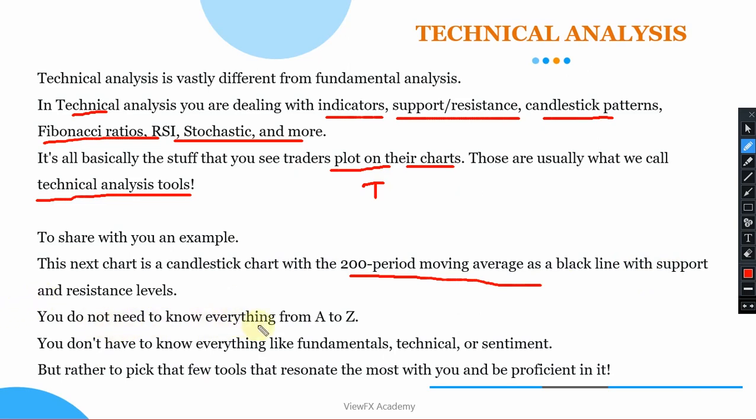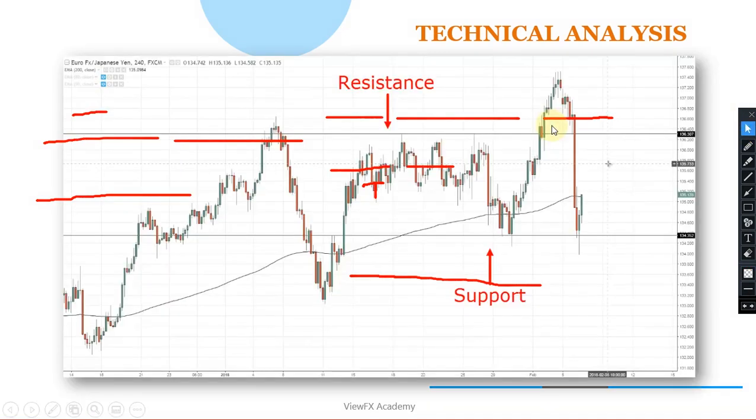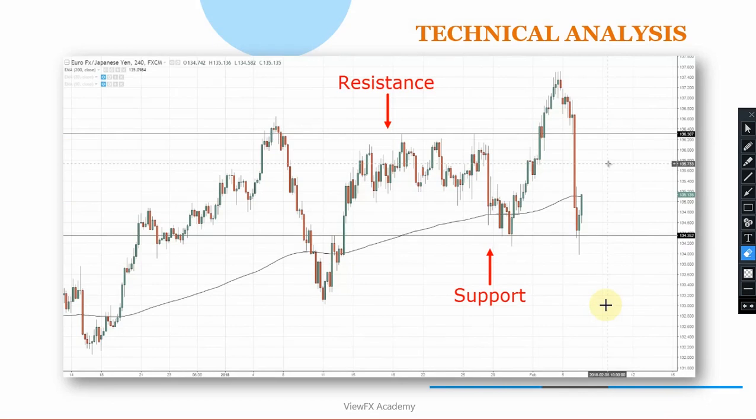You don't need to know everything from A to Z. You don't have to know everything like fundamental, technical, or sentimental, but rather pick that few tools that resonate the most with you and be profitable from it. You have to choose which one you want to specialize in. But if you can specialize in all of them, it's still good for you.